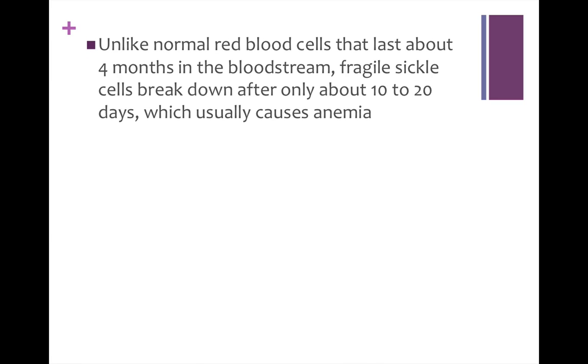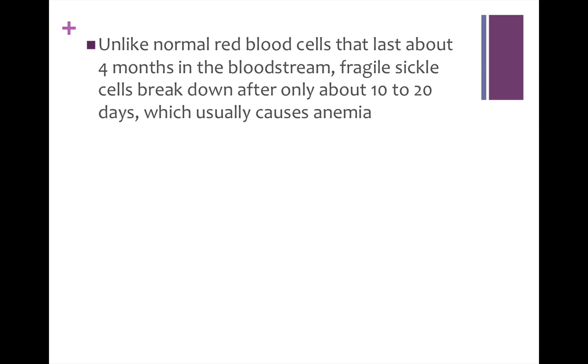Now, a little bit about red blood cells. They last for about 4 months, typically, in the bloodstream if they're normal, healthy, regular-shaped cells. The fragile sickle cell shape, though, breaks down in 10 to 20 days, and that's usually going to cause anemia. Anemia is the lack of iron in a person's blood. One of the things that you'll find in a normal red blood cell, at the center of a hemoglobin molecule, is an iron atom. It's found in what's called a heme group, and that's what allows us to bond oxygen. So with anemia, without that iron being present, there's going to be lower O2 saturation in a person's blood.